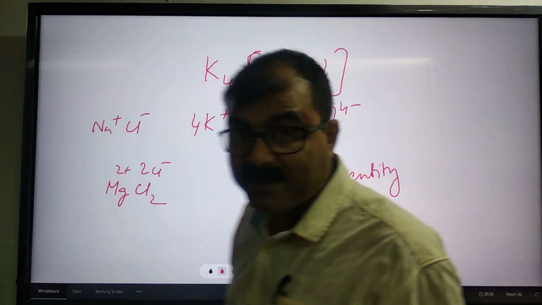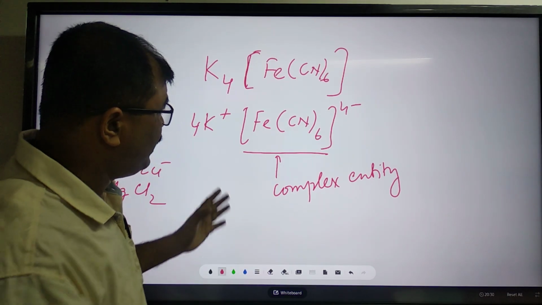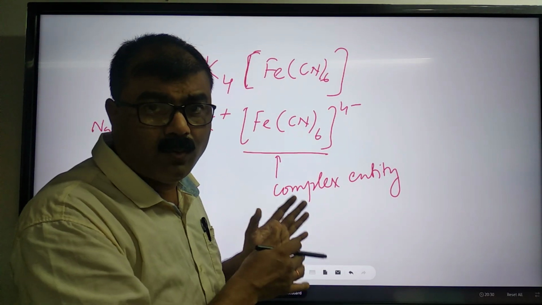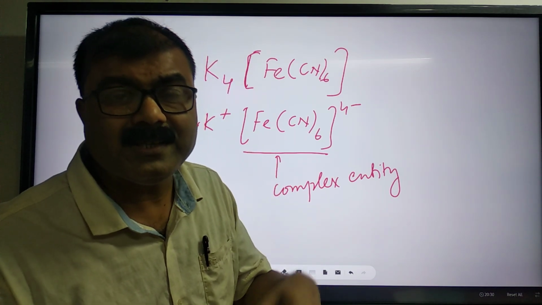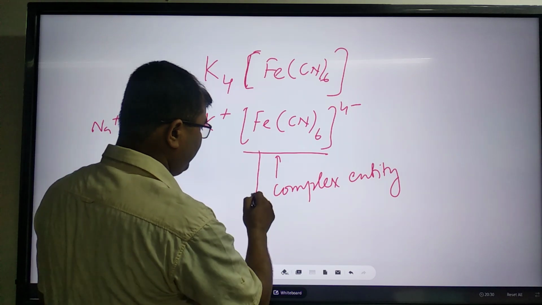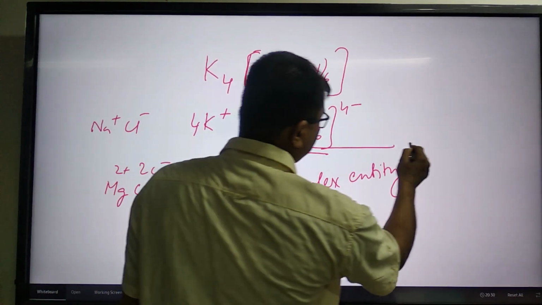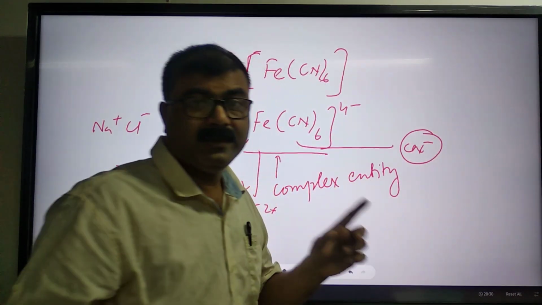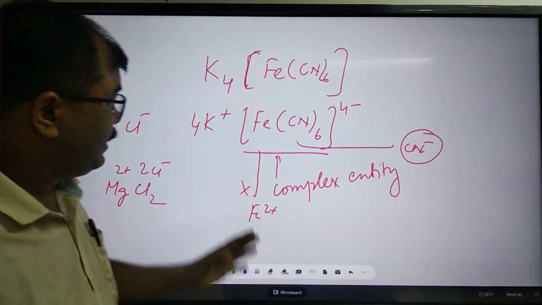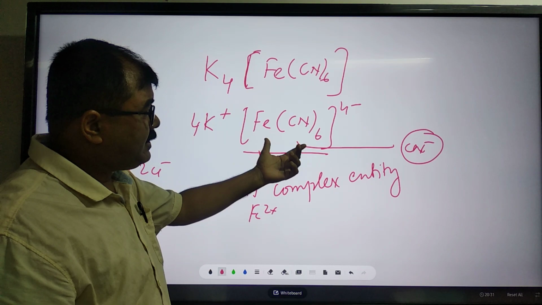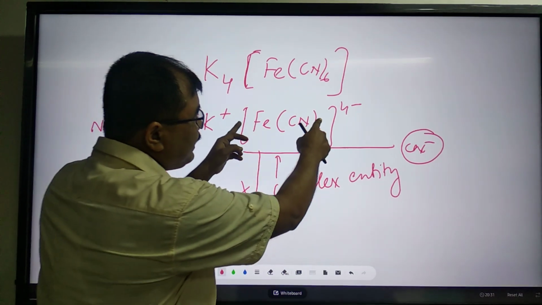Why is this a complex species? Why do you say complex? Because when we dissolve this salt in water, it will never get dissociated to its simple ions. The simple ion here is Fe2 plus. It will never get dissociated to Fe2 plus, and it will never get dissociated to the cyanide ion. This is complex. Have you understood? So this is one complex entity, and this is anionic.